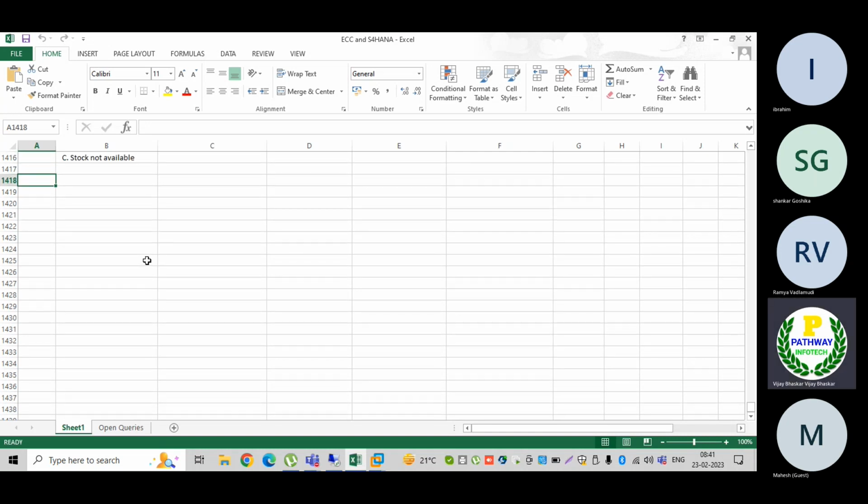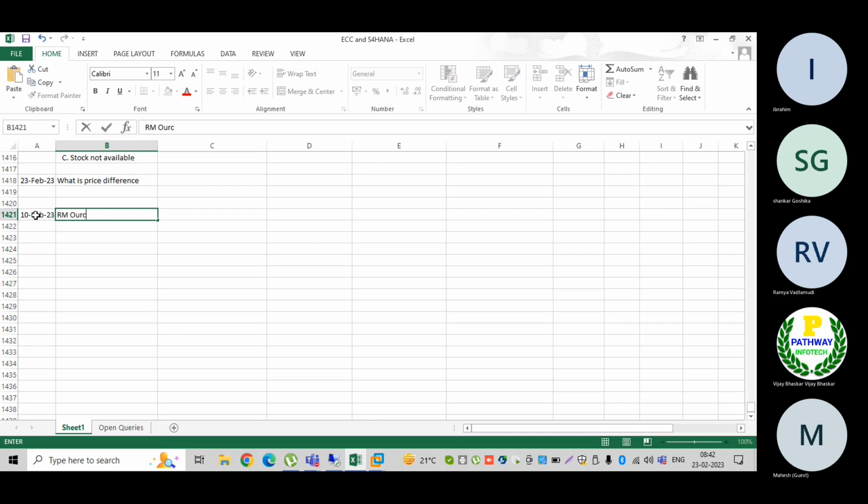What is price difference? What is meant by price differences here? Now I will give an example, so that it will be easy for you to understand. What will happen on 10th of February, we have purchased some raw material, raw material purchases.